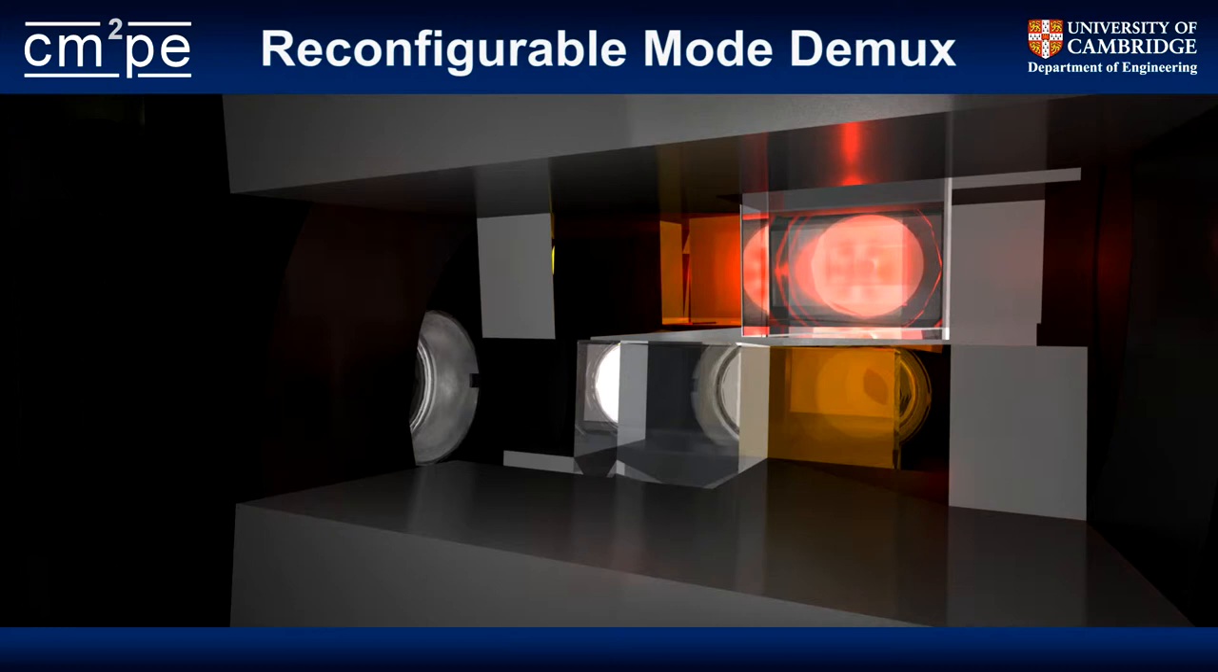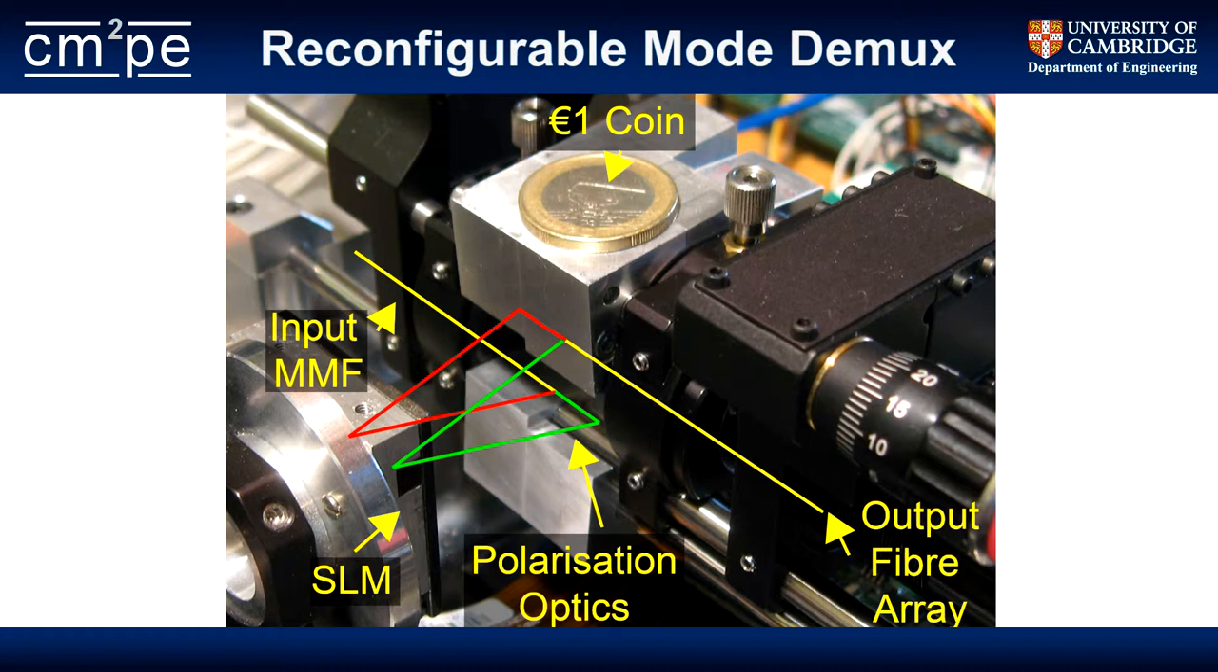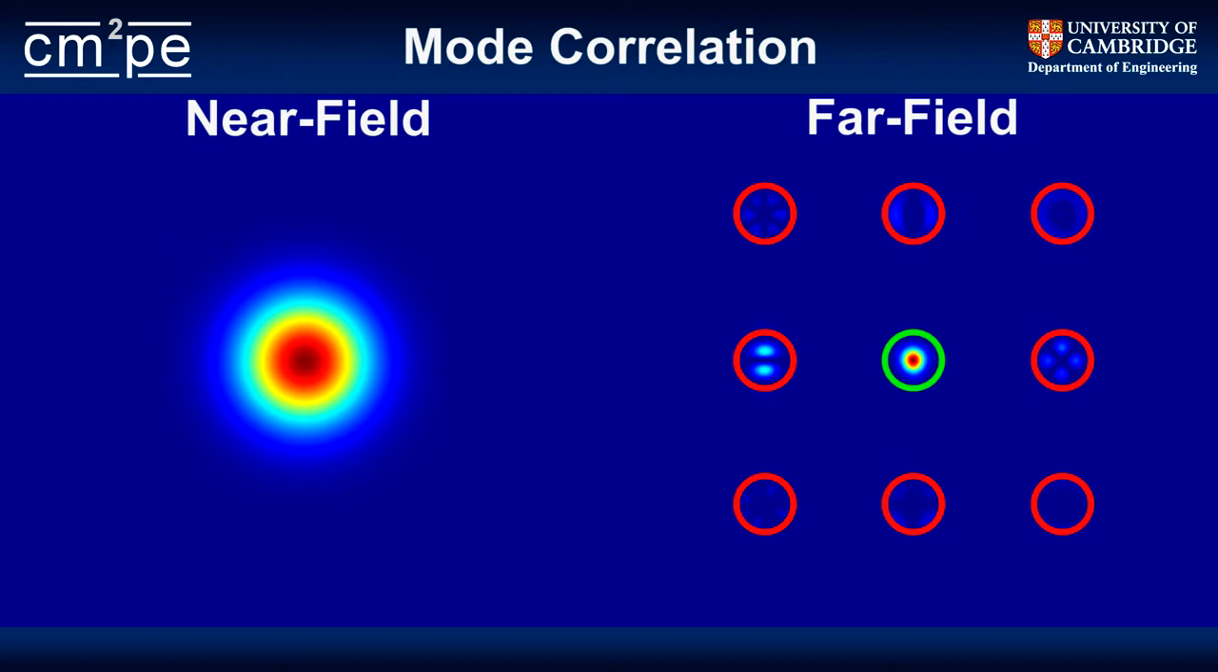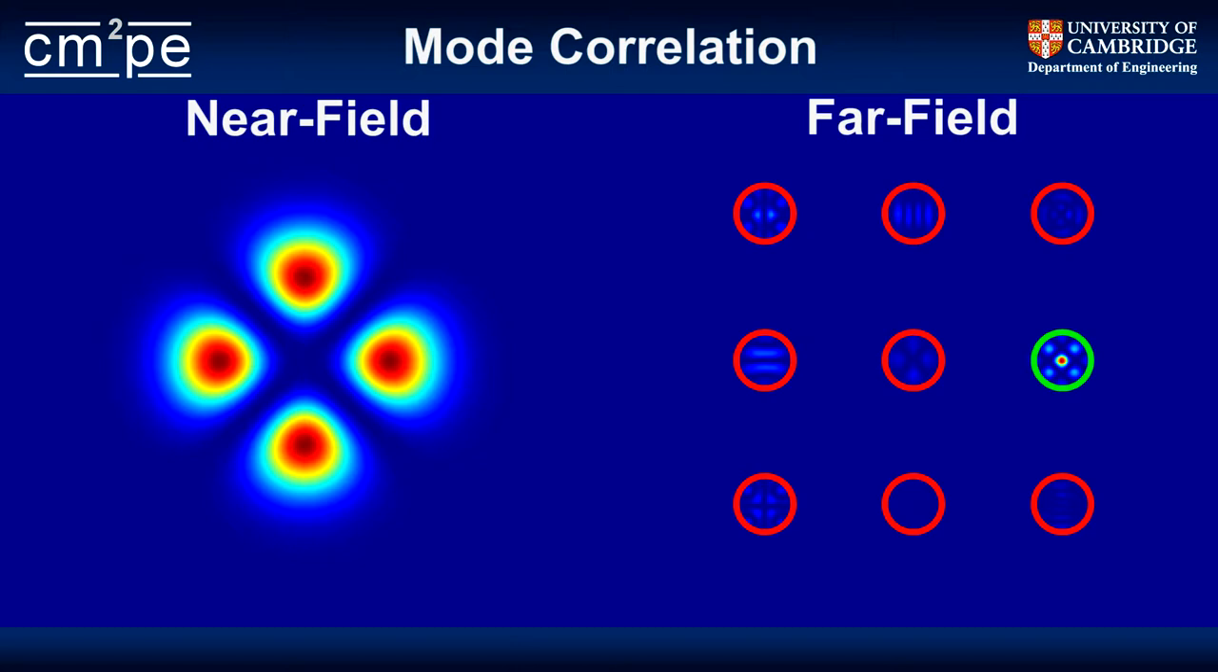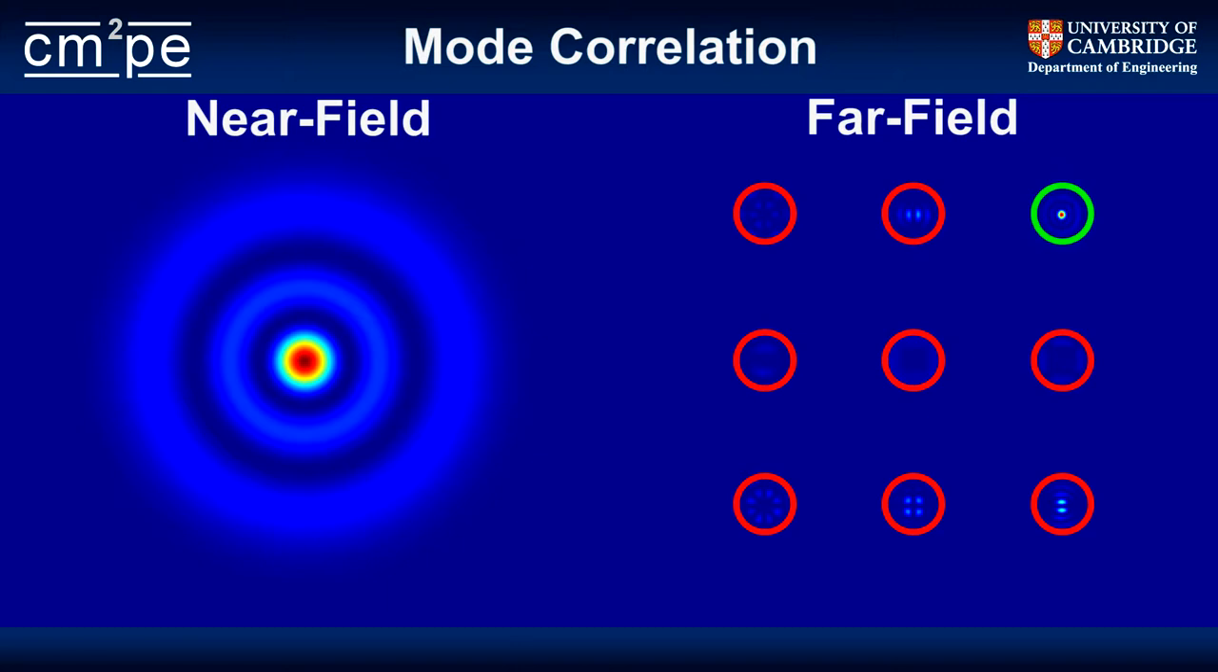This is what the system looks like in practice. The beam leaving the fiber, split into two polarizations, reflects off the SLM, recombined, and then focused onto the output fiber array. The principle of operation is that the phase masks on the SLM are designed such that the correlation peaks for different modes are formed at different spatial positions, with those different spatial positions corresponding with different output fibers.